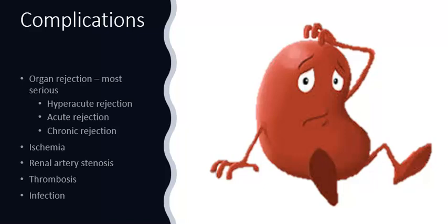Last is chronic rejection. This can take place over many years. There is blood vessel injury from overgrowth of smooth muscle. The blood vessels can cause fibrotic tissue. Treatment for this is conservative: you're going to monitor the kidney function.